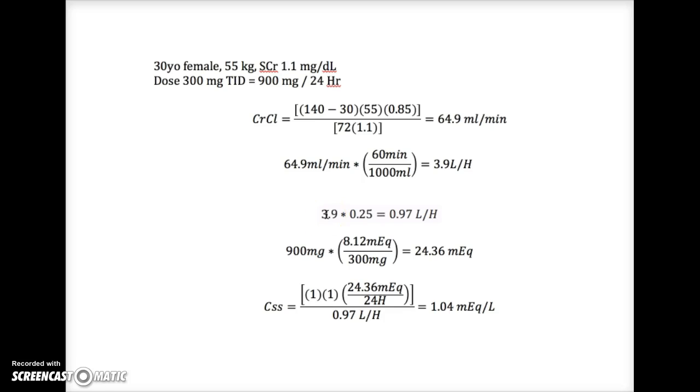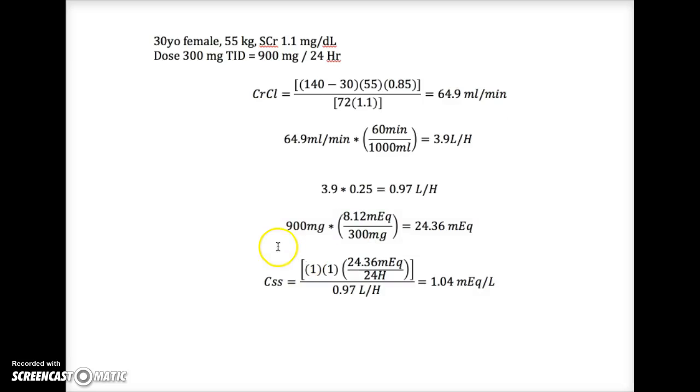Now you take that and you take only a quarter of it, or multiply it by 1/4 or 0.25, to get the patient's lithium clearance, 0.97 liter per hour. Now with that, we will be calculating the patient's steady state level.